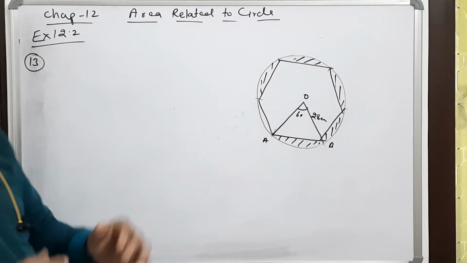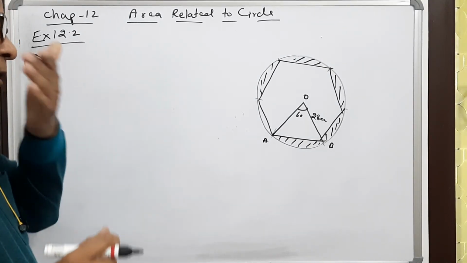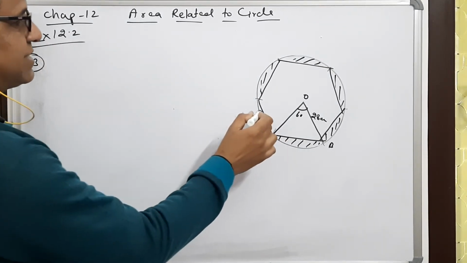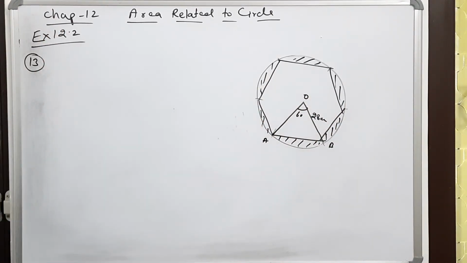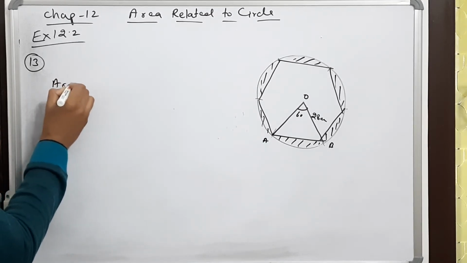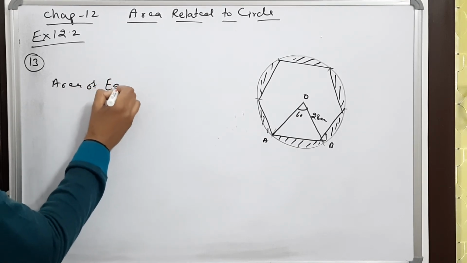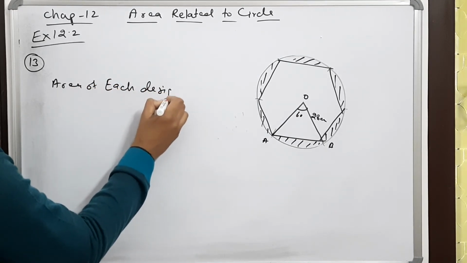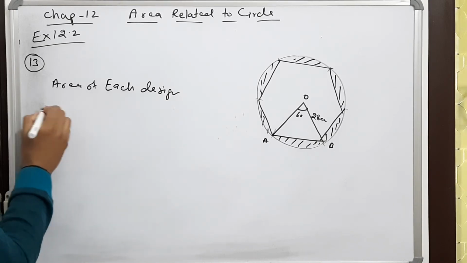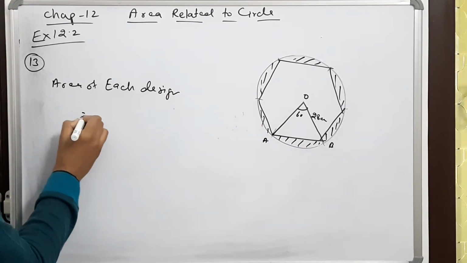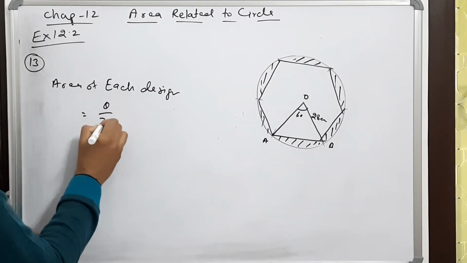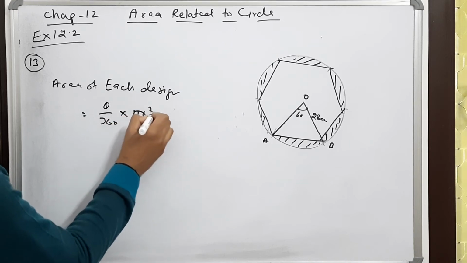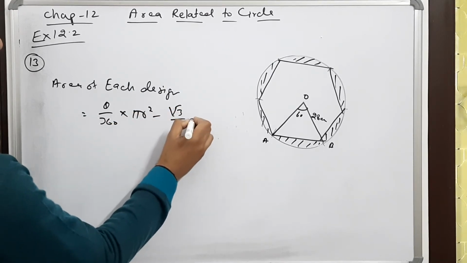Yes, dear students, now you see this problem. In this problem, we have to find the area of this design. And how many designs are here? Total 6 designs, and it is definitely a hexagon. So the area of each design is basically the area of a segment. So it will be theta upon 360 pi r square minus root 3 upon 4 r square.